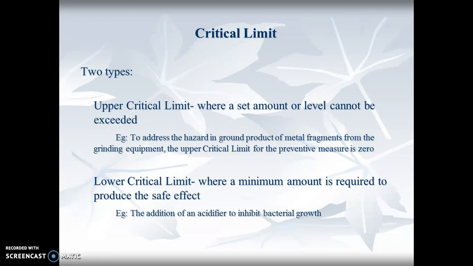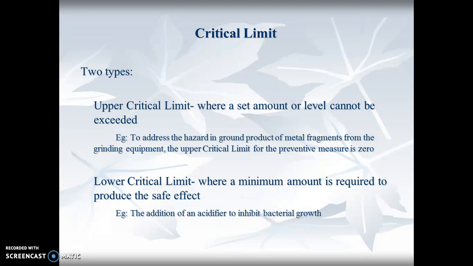Two types of critical limits. You can have an upper critical limit, or UCL, or you can have a lower critical limit, an LCL. Upper critical limit is where the set amount or level cannot be exceeded. To address the hazard in a ground product of metal fragments from your grinding equipment, the upper critical limit from the preventative measure is 0. So at that point, you can have 0 metal fragments.